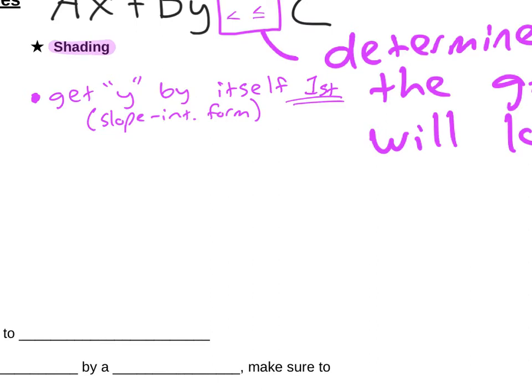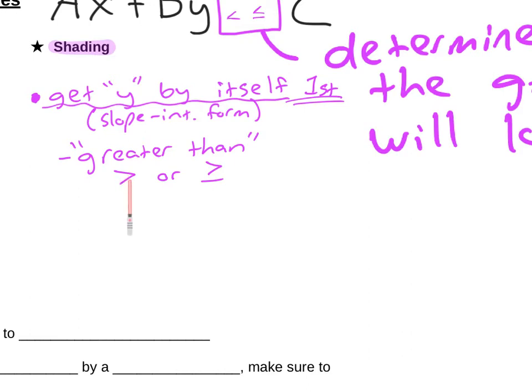If you're in standard form, let's say you're looking at something in this form up here, don't determine the shading until you get the y by itself. Okay, once you do that, if you see it's a greater than, it's one of those greater thans. Remember, the greater than could be a regular greater than or greater than or equal to.